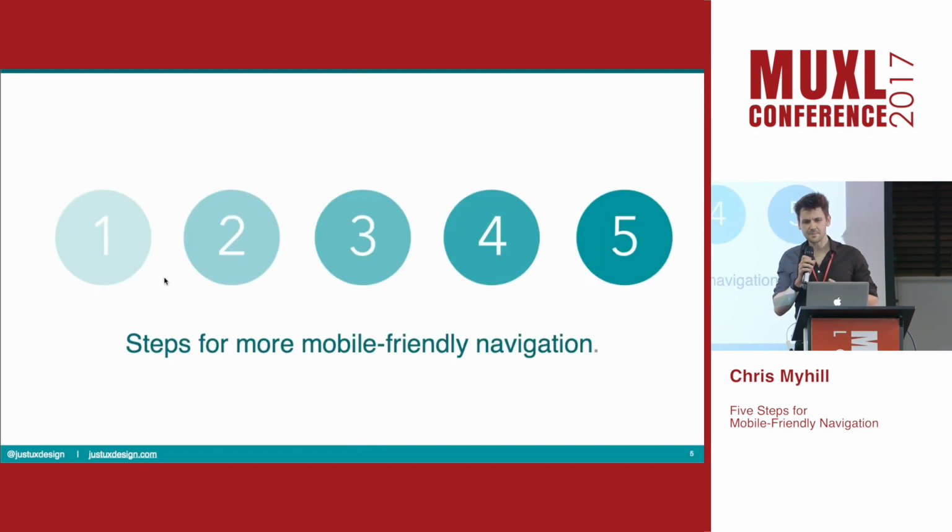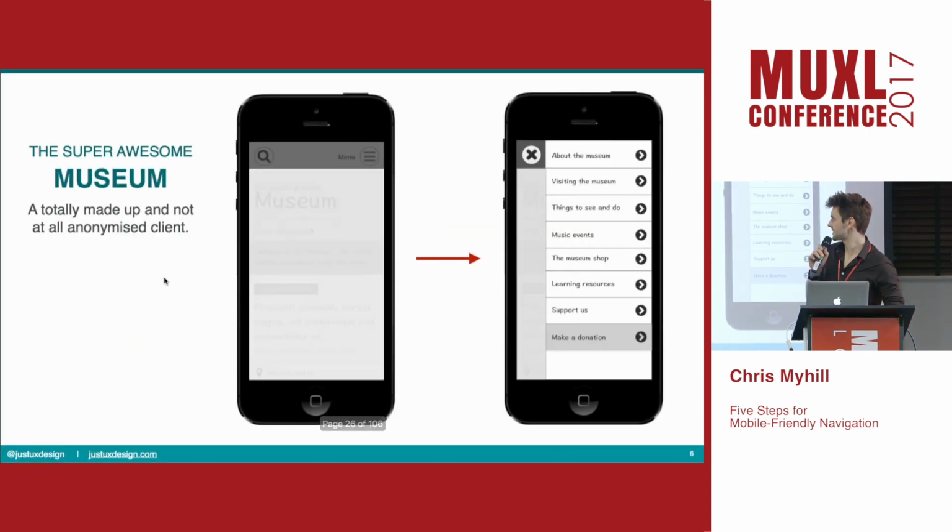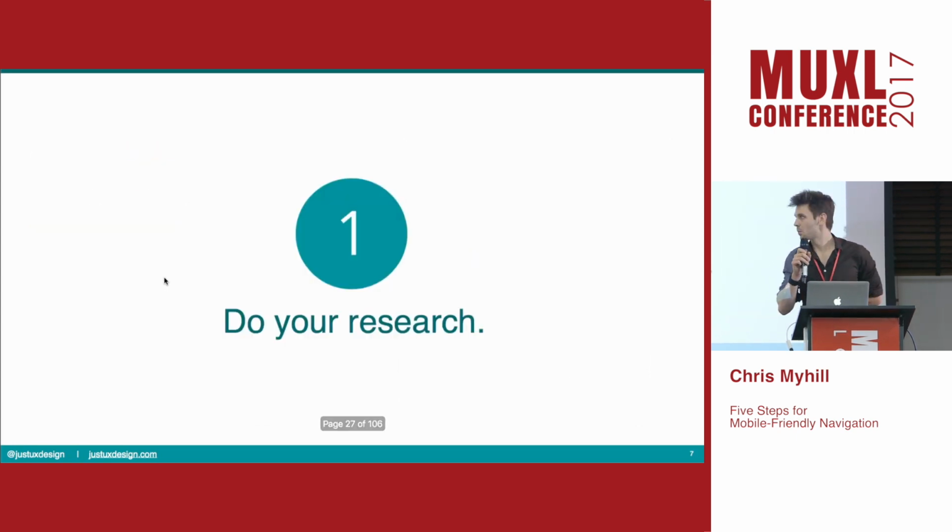Well, I believe that there's a process to refactoring information architecture, and that's the key, because to have more mobile-friendly user interfaces, you first have to take a step back and think about information architecture. So let's do that through the lens of a totally real, not at all made-up client, the super awesome museum. So they've approached us with this big old hamburger menu full of stuff at the moment, and they want us to refactor it. So we start off with doing our research.